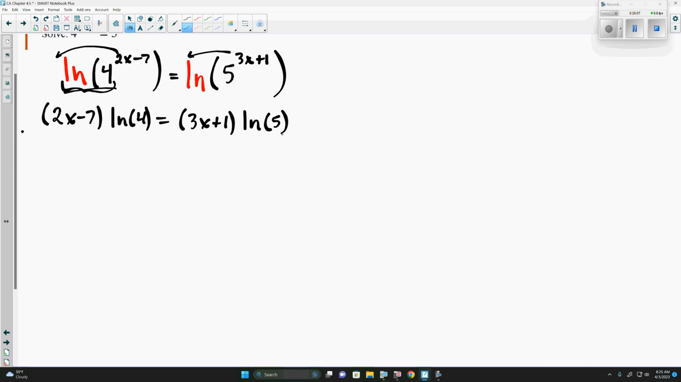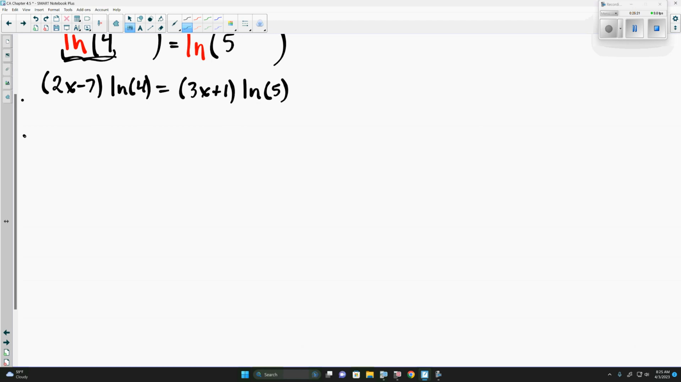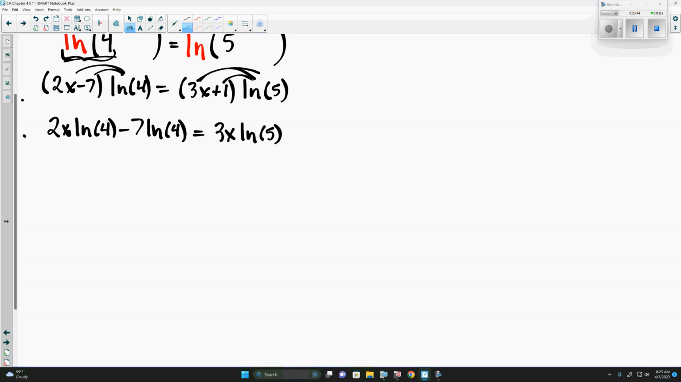If you remember back to inverses, where we had our rational equations, our fractional equations, and we tried to find the inverse, we had to get y by itself. We're doing the exact same process. Now what we're going to have to do next is distribute the ln of 4. So we're doing 2x times ln of 4 minus 7 ln of 4. We have to do the exact same thing to the other side. 3x times ln of 5 is 3x ln of 5. And then 1 times ln of 5 is plus ln of 5.